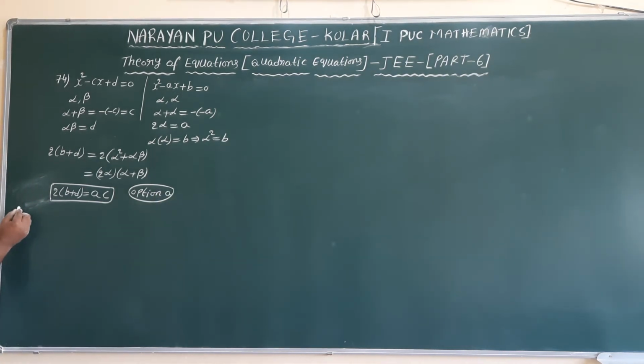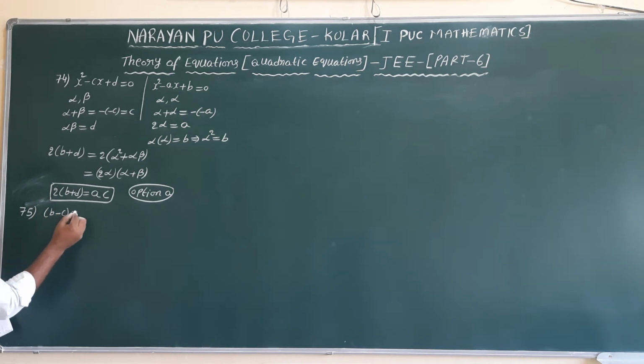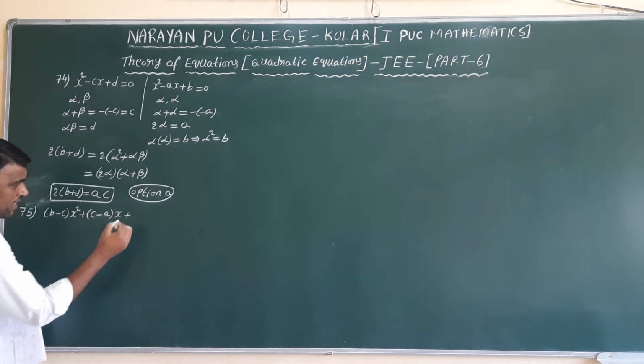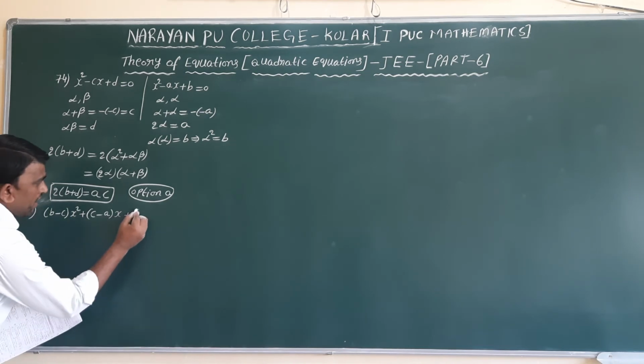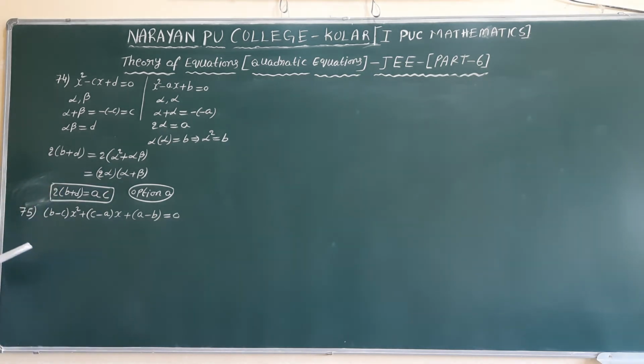And the next question, question number 75. If A, B, C are in AP, that means B equals A plus C by 2. For 3 terms in AP, the middle term equals the arithmetic mean of the 2 terms, A plus C by 2. If B minus C into x square plus C minus A into x plus A minus B equals 0.